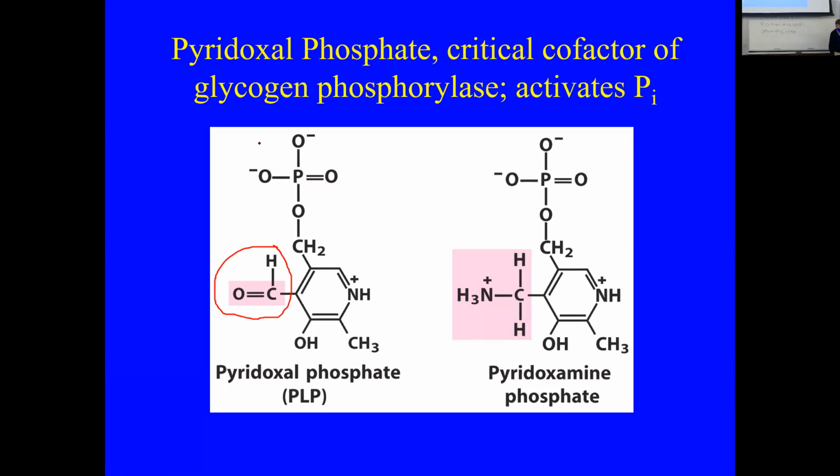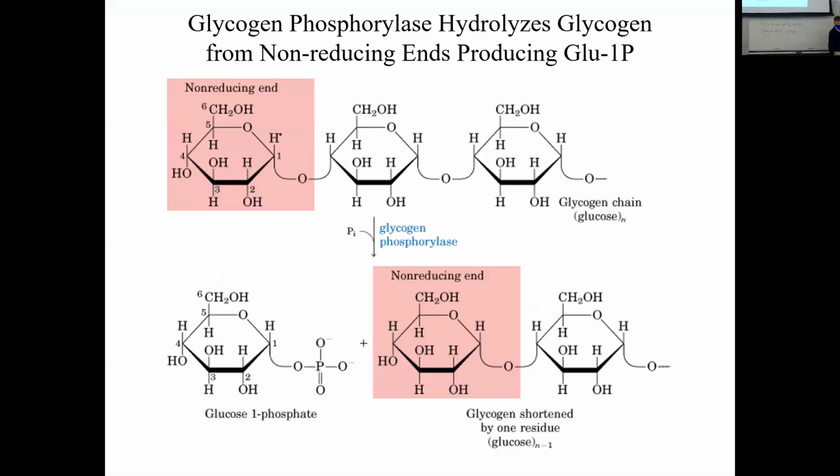But it is this phosphate out on this end of it that is going to activate an inorganic phosphate. So this pyridoxal phosphate will be at the active site of the enzyme. This phosphate will be positioned next to an inorganic phosphate that is going to be bound by the enzyme. And the result is that that activated phosphate is going to come in and attack.